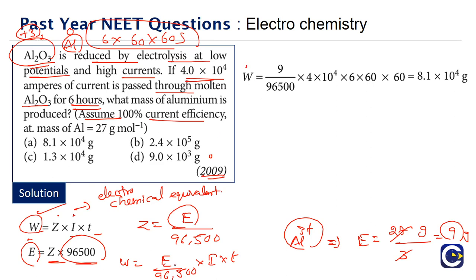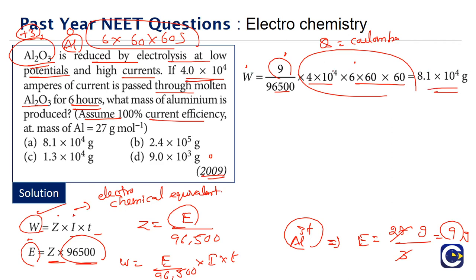W is equal to what? 9 by 96,500 into I, which is 4 into 10 power 4, into time. We should take the time in seconds, so that the total charge will be in the unit of coulombs. The weight will be in grams, because whatever is the unit of equivalent weight, gram, the weight of the substance formed will also be in the same unit. If you simplify it, it will come as 8.1 into 10 power 4 grams.